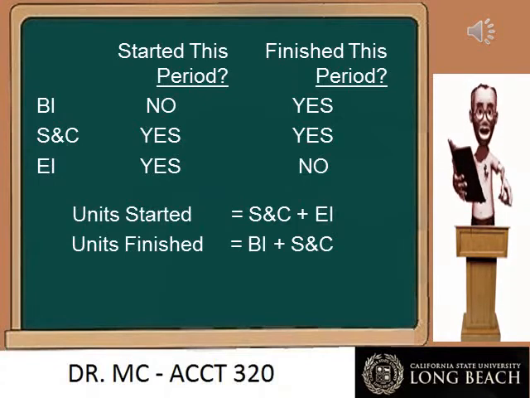Under the pressure of an exam, don't think start and begin are synonyms and therefore units started include beginning inventory. They don't. Also, don't think finish and end are synonyms and therefore units finished include ending inventory. They don't.